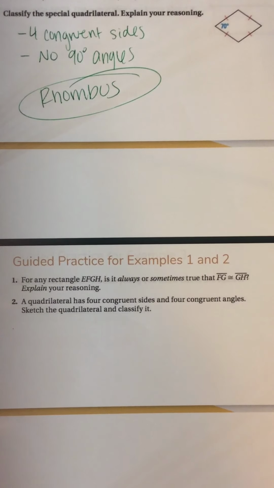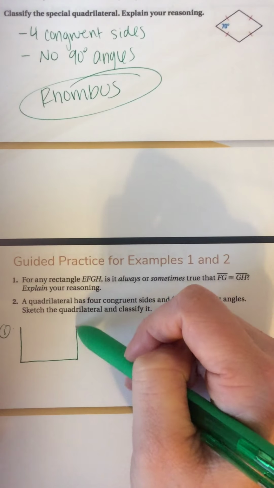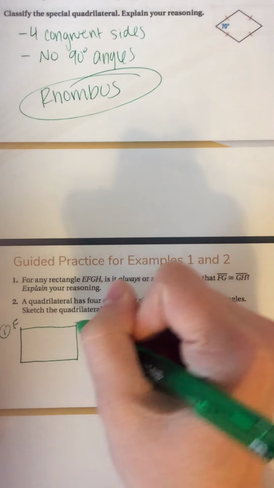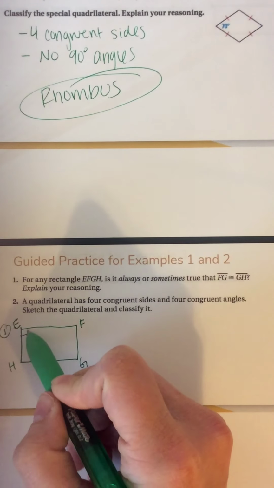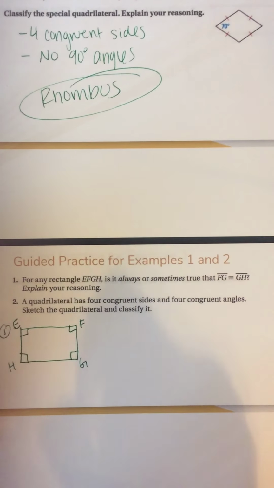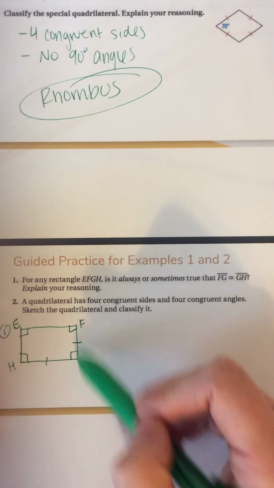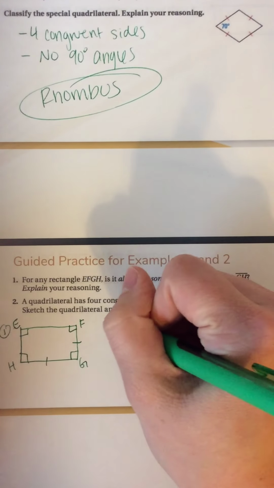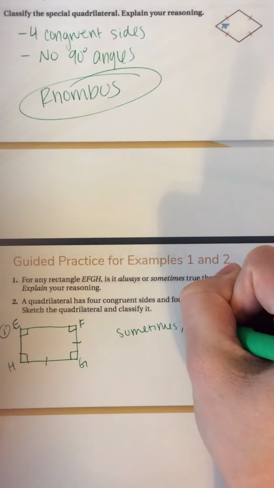For any rectangle EFGH, is it always or sometimes true that FG is congruent to GH? Explain your reasoning. Well, I'm going to go ahead and draw a picture. So we have a rectangle EFGH, and we know in a rectangle we've got these 90-degree angles here. Is it true that FG is congruent to GH? Is it true that this is always or sometimes congruent? Well, it's going to be sometimes, and it's going to be only if it's a square.